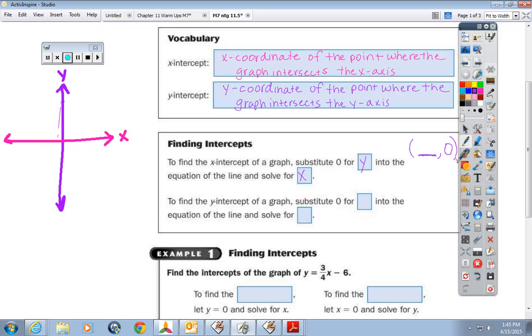And the reverse is true to find the y-intercept. To find the y-intercept, you substitute 0 for x, and you solve for y. And that's going to give you a point that looks like this. 0 will be the first coordinate, and you will find the second one. Okay, so this is the chunk of information that you need to know in order to solve problems for today. So we only end up with 2 points, and we connect those two to make our line. One of them is going to be on the x-axis, the other one's going to be on the y.